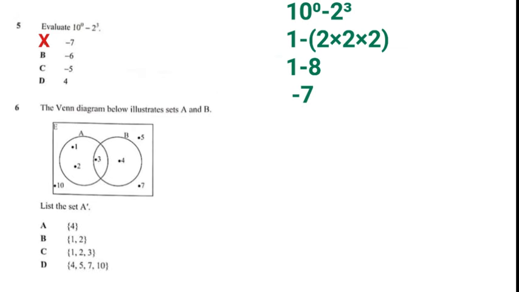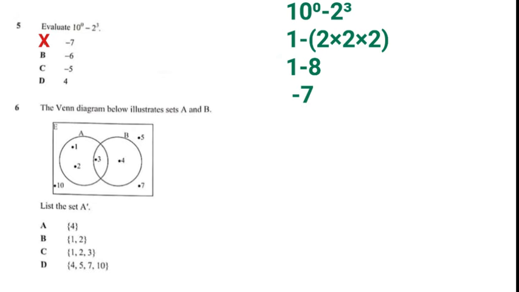Okay, we come to question 6, which is: the Venn diagram below illustrates the sets A and B. You can take time and look at the Venn diagram. Please take note of the elements that belong in A and B, as well as in the entire universal set. The question is, list the set A complement. So they're asking us to list the members that do not belong in set A.